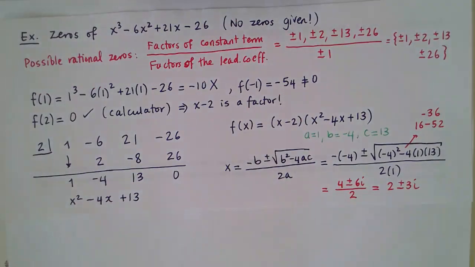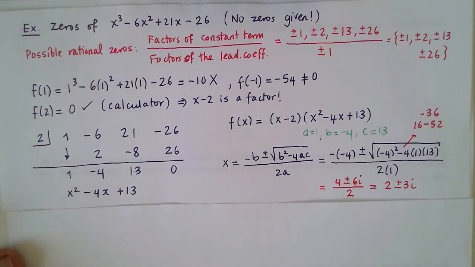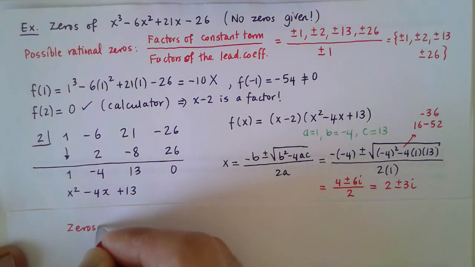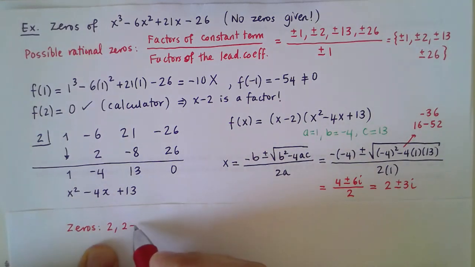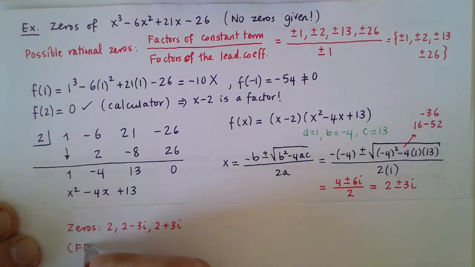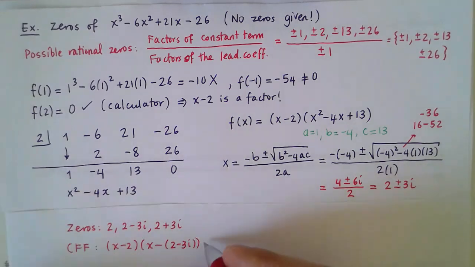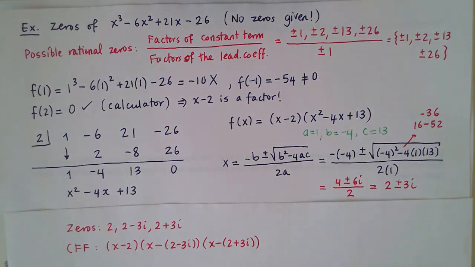See, we got the zeros. You may get complex zeros, which is totally fine. This is how we write the complete factored form. But let me just write down the zeros first. Those are 2 minus 3i and 2 plus 3i. Then the complete factored form: we have the leading coefficient 1, so you don't need to write it down. It's going to be x minus 2 times x minus (2 minus 3i) times x minus (2 plus 3i). This is what we have.